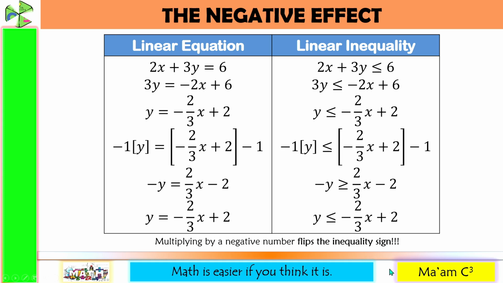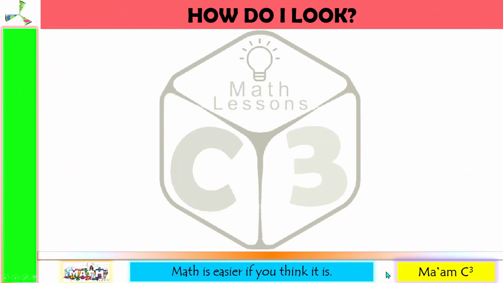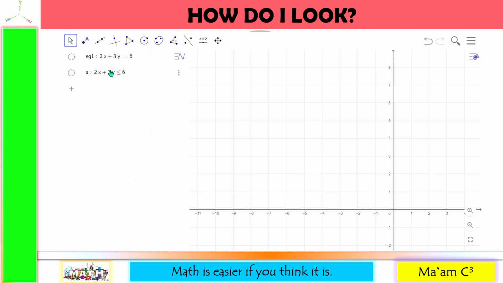Now, let's have another activity. Let us examine the graph of linear equation and linear inequality in two variables. For this, I am going to make use of the application GeoGebra. I have already encoded here our mathematical statements. So all I have to do is to tick these two and we will be able to see the graph. So you all know that a linear equation in two variables forms a straight line.